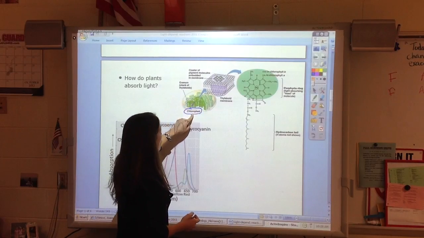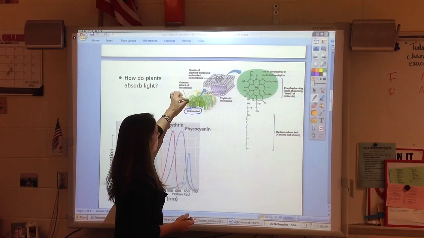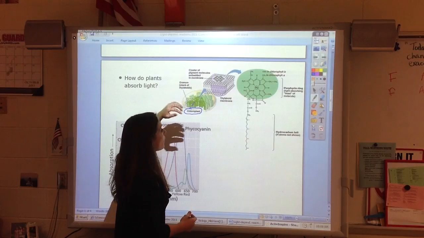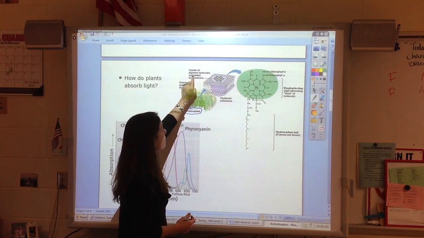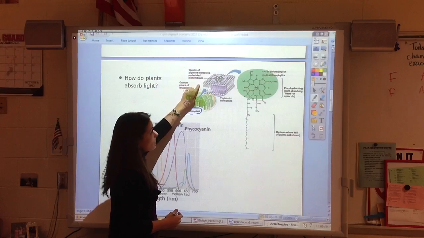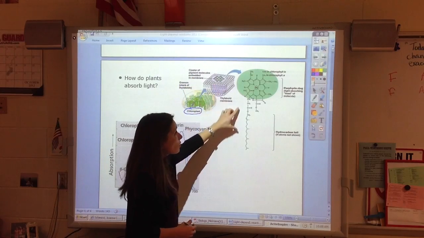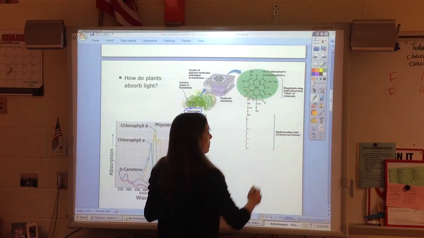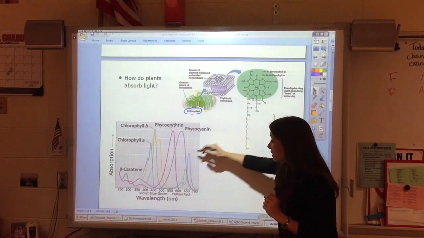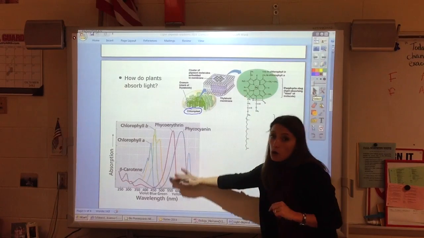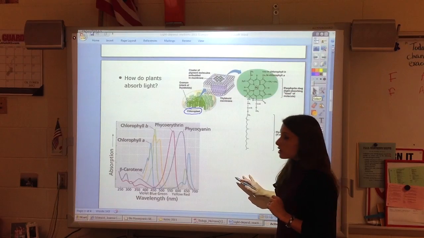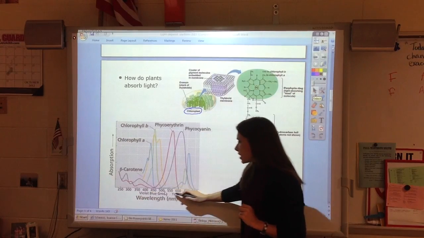And inside of the chloroplast are these thylakoid membranes that are stacked in what are called grana. And in those membranes are pigments. These are going to be proteins that are going to be embedded in there to help absorb light. And we've got what we call an action spectrum. So a whole spectrum of different pigments that work together to capture a whole lot of light.